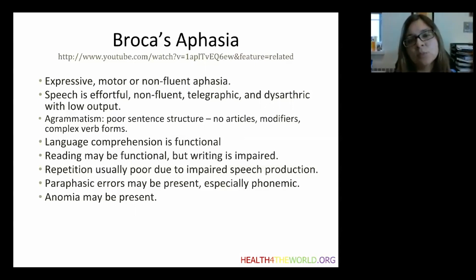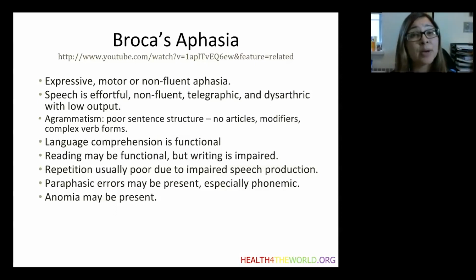And that's because with a Broca's aphasia, because of the proximity of Broca's area to the motor strip, individuals will often have effortful, non-fluent, really broken speech. Their speech output will oftentimes be low. A good way to help you remember this is that Broca's is broken. The speech is very broken up. Poor sentence structure is oftentimes seen, so there's no articles or modifiers. People might not use words like the, and, so it's really disjointed speech.